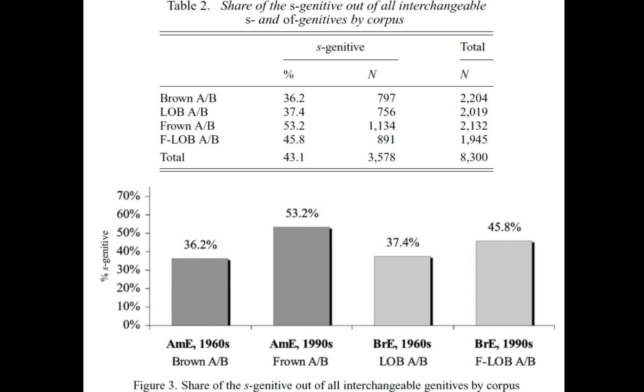So this is the variationist approach, really, as opposed to the corpus linguistic approach that we looked at in Hundt and Mair. There's always an alternative that is implied. When we look at the proportion of the S genitive, if this is 36.2% S genitive, then the implication is that the remaining 63.8% are of genitives. This implied some very tedious manual data extraction.